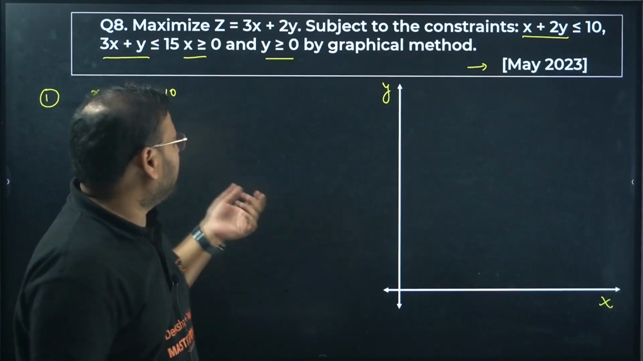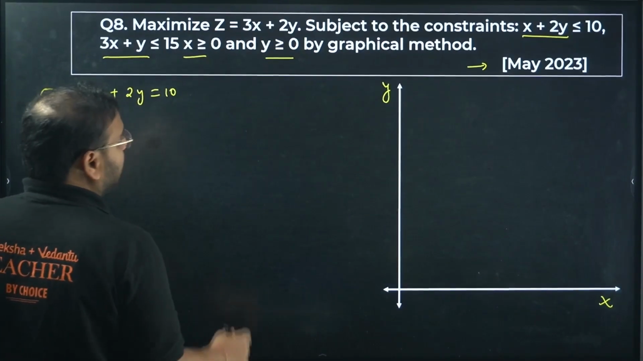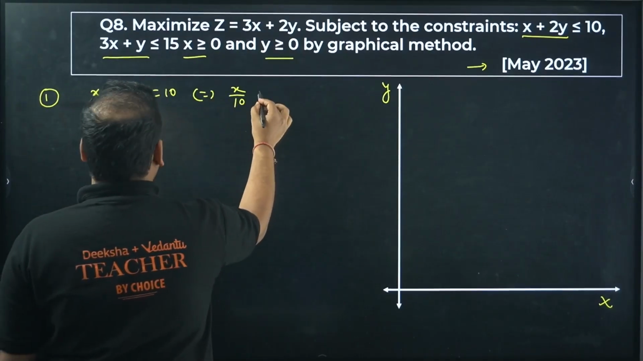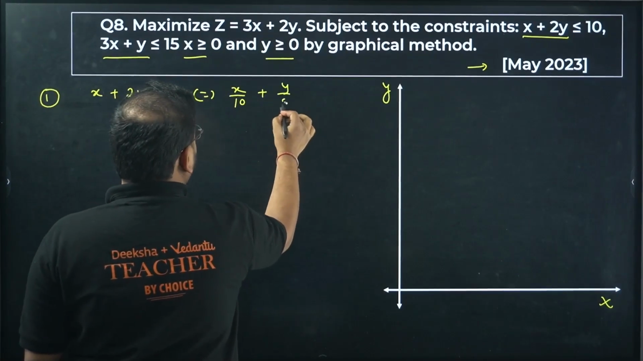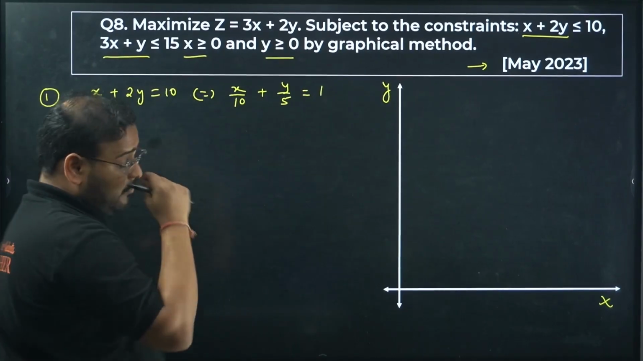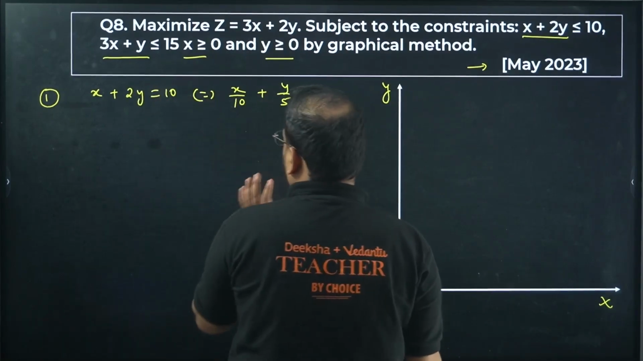How do you do this? You can take x as something, y as something, or simply do one thing. You can divide everything by 10. You'll end up with x by 10 plus y by 5 equals 1. Am I right? x by 10 and y by 5 equal to 1. What is this? Intercept form. It means x intercept is 10 and y intercept is 5. One of them is clear.